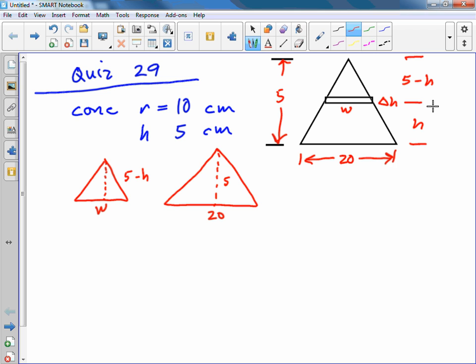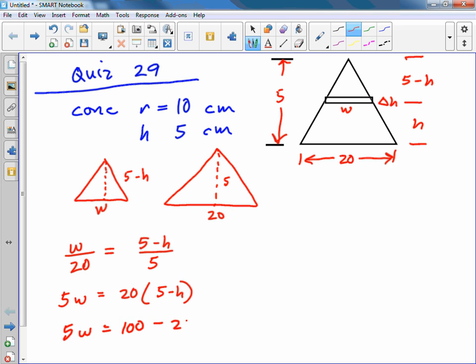So it's like Dr. Evil and Mini-Me, right? Then we're okay. We can say W is to 20 as what is to what, Tom? As 5 minus H is to 5. Proportions are friends, and good friends at that. So then I can say, okay, 5W equals 20 times the quantity 5 minus H, right? So 5W equals 100 minus 20H.